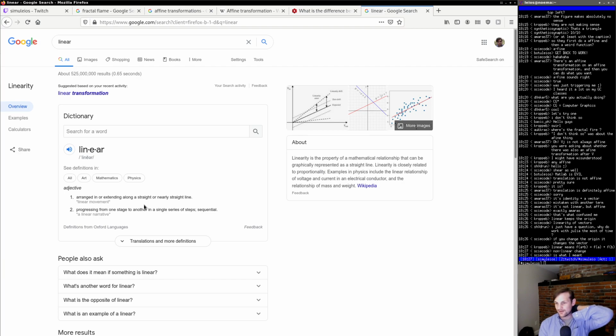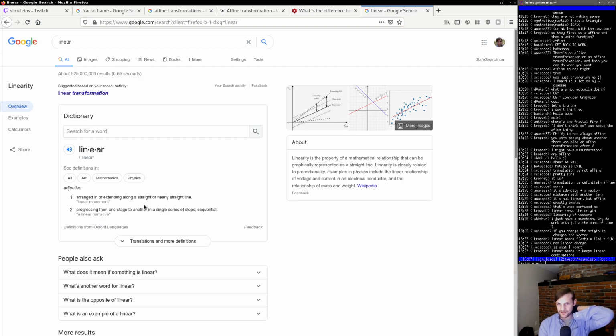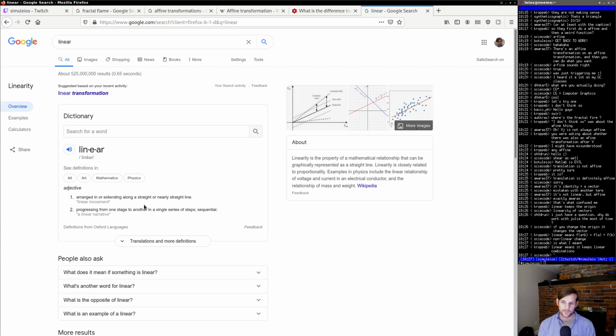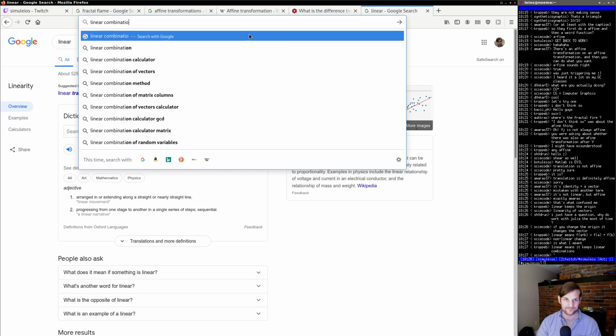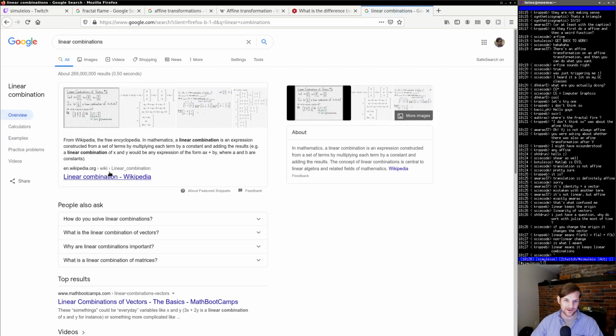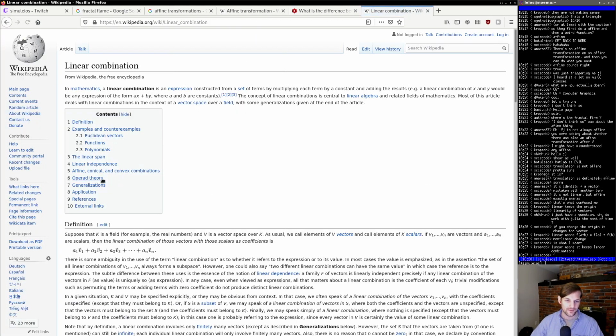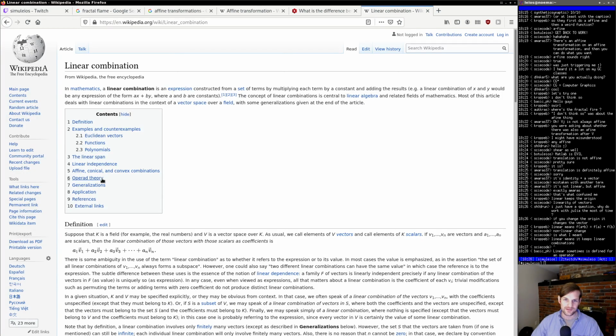I know I'm squabbling over little things. If the definition here is that we keep the origin, it keeps the linear combinations. Linear means it keeps linear combinations. I still don't understand how translation doesn't keep linear combinations. Okay, let me Google linear combinations. I'm sorry about this. It is an expression constructed from a set of terms by multiplying each term by a constant and adding the results.